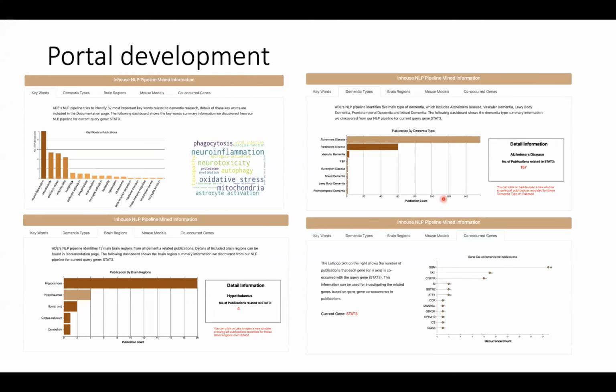We also have dementia information, brain regions, and co-occurring genes, like gene co-occurrence. Okay, this query is for the STAT3 gene, and STAT3 occurs most often with the OSM gene. Those kinds of visualizations can be provided by our web portal. Also, all the bars in the bar charts are clickable, so you can click a bar and go to the PubMed website to check all the publications recorded for a certain category.